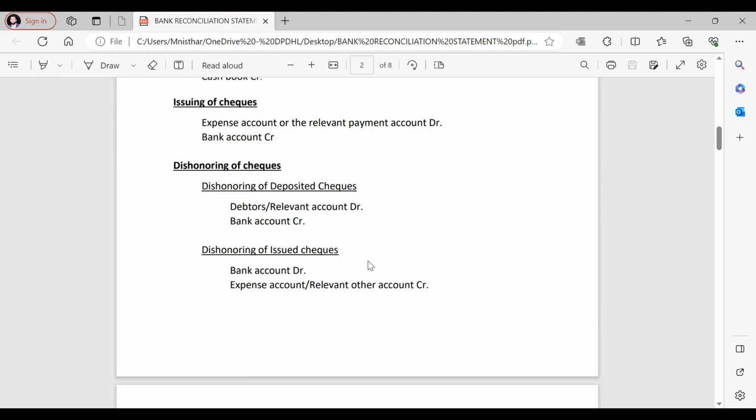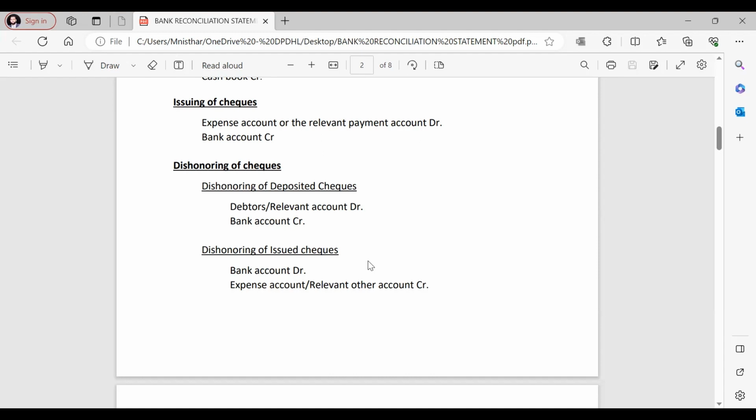So if the drawer of the check, for example, the current account holder, has told the bank not to pay a certain amount to this person, then the check will be dishonored. Also, there are many other circumstances where the check will be dishonored. So in this case, what are the double entries?